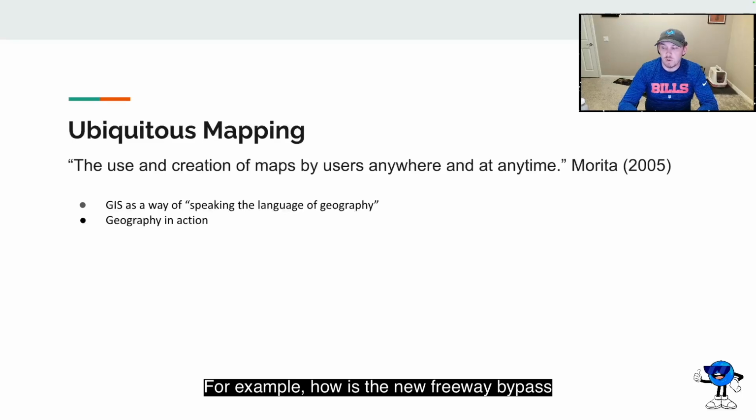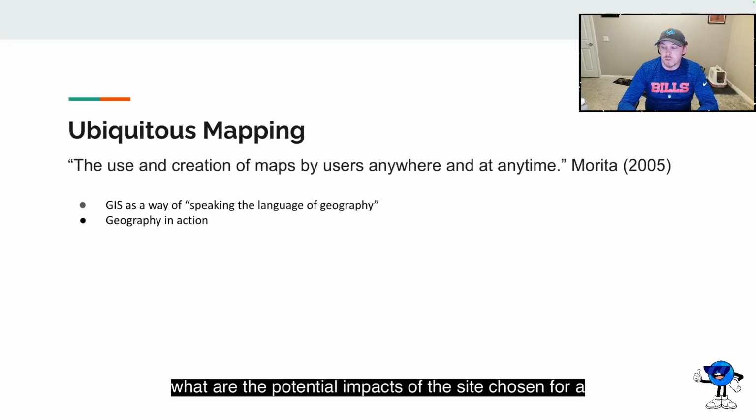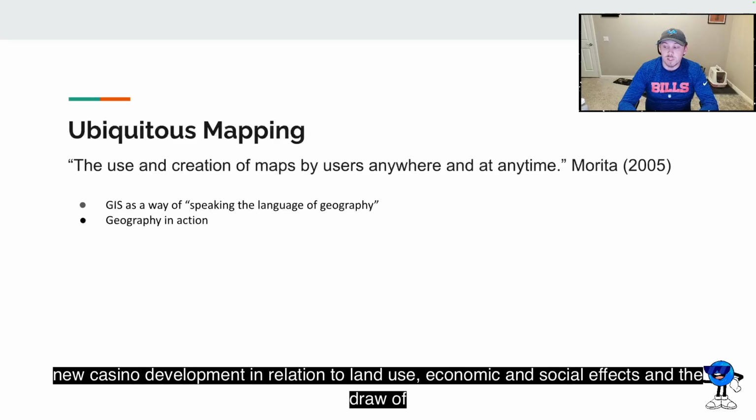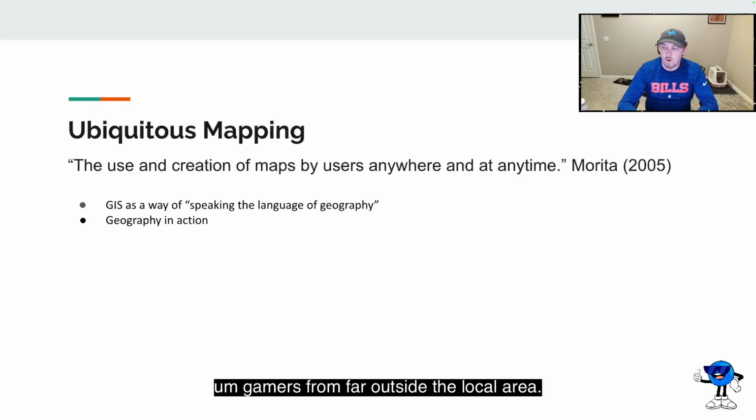For example, how is the new freeway bypass going to affect the local community in regards to traffic flow and new commercial development? So if a mall's being put in, or individual properties, or what are the potential impacts of the site chosen for a new casino development in relation to land use, economic and social effects, and the draw of gamers from far outside the local area.